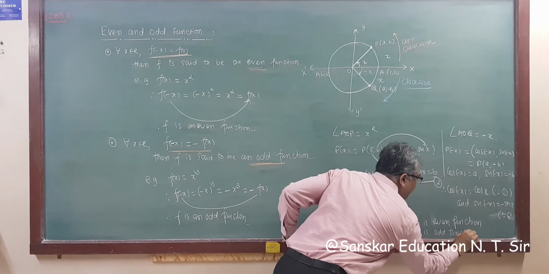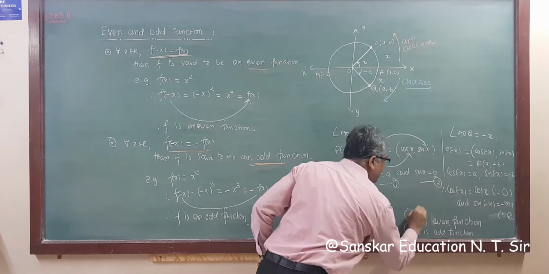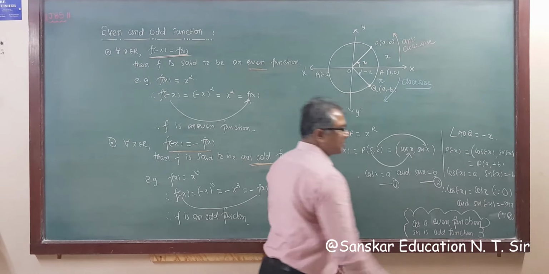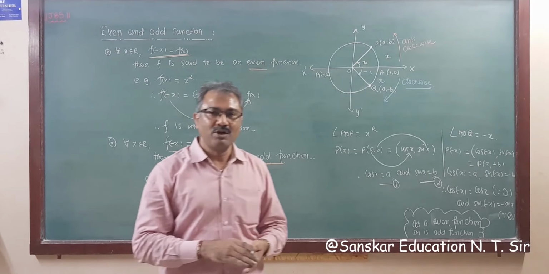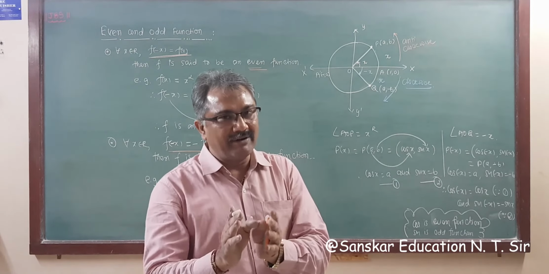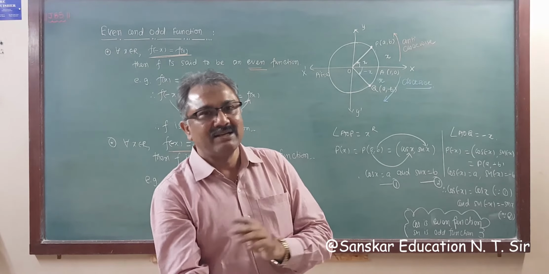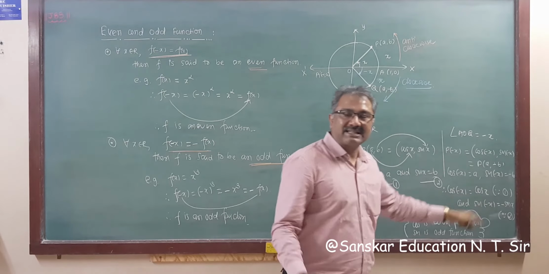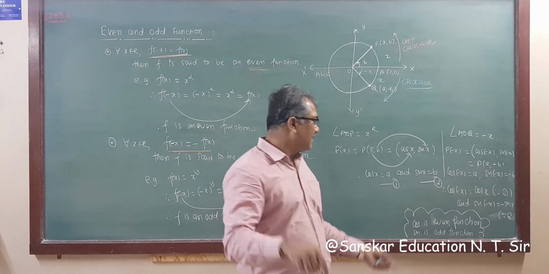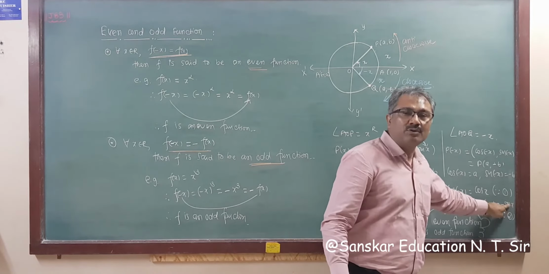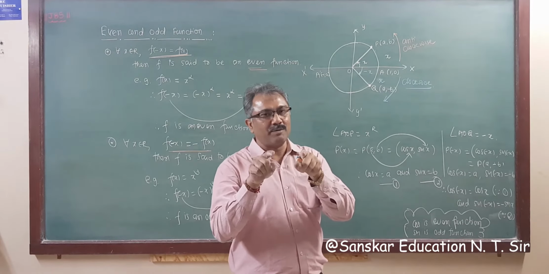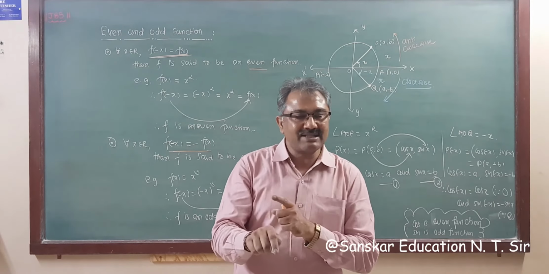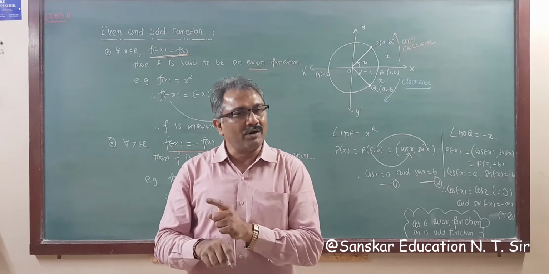So this is a very important result to remember for your further study in 11th and 12th also. So remember, cos is an even function, so cos minus x is equal to cos x, and sine is an odd function, that is sine minus x is equal to minus sine x. That you have to remember, that is cos even function and sine odd function.